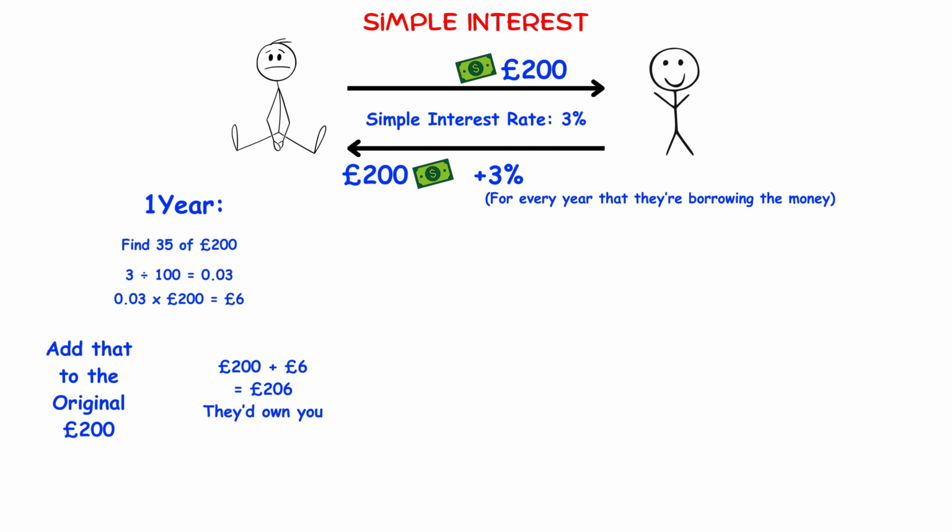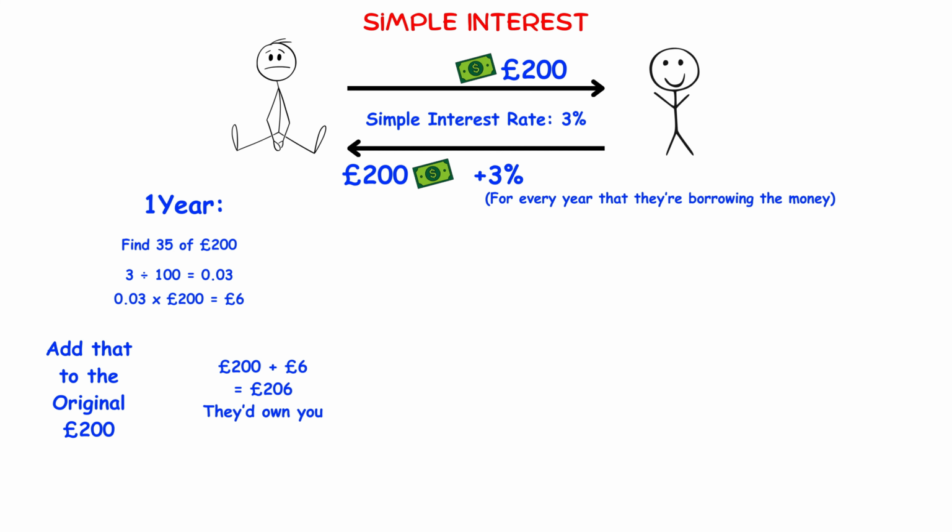We have discussed percentage calculations in a previous video, but for now, the method we will use involves converting the percentage into a decimal. So we take the number 3, divide it by 100, which gives us 0.03, and then multiply that decimal by the amount we want to find a percentage of, which in this case is £200. Therefore, 0.03 multiplied by 200 results in £6. That £6 is the interest earned for the first year.